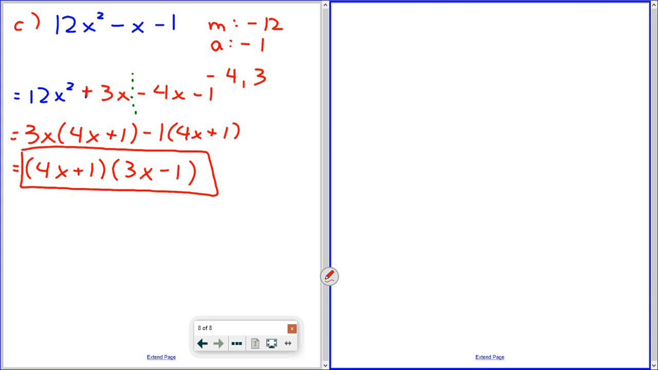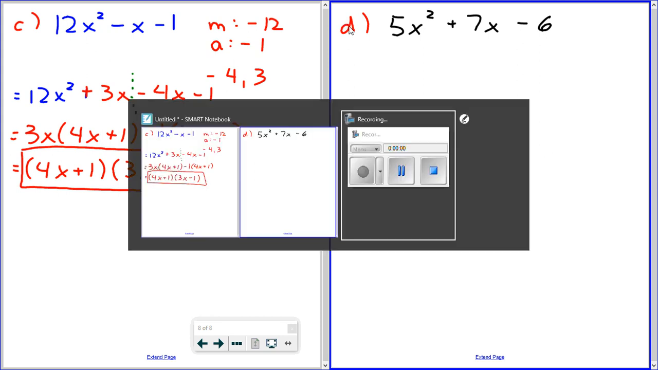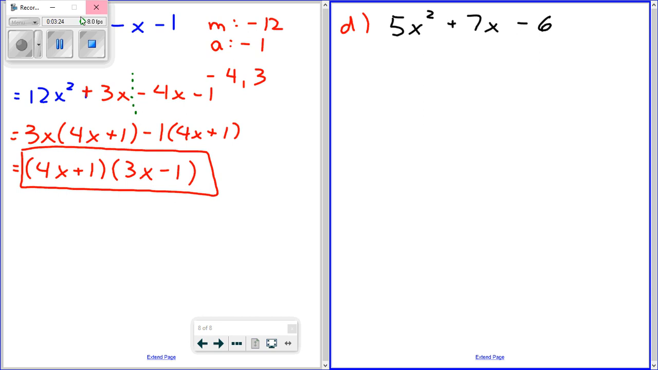Here we go. Letter D. Let's do a big one for a change. Okay, let's go: 5x squared plus 7x minus 6. No, plus 6. No, that's right. Okay, so take a second. Try that. I'm going to walk around for people who need encouragement. If they don't remember how to get the numbers, I will remind you of my old strategy, okay?